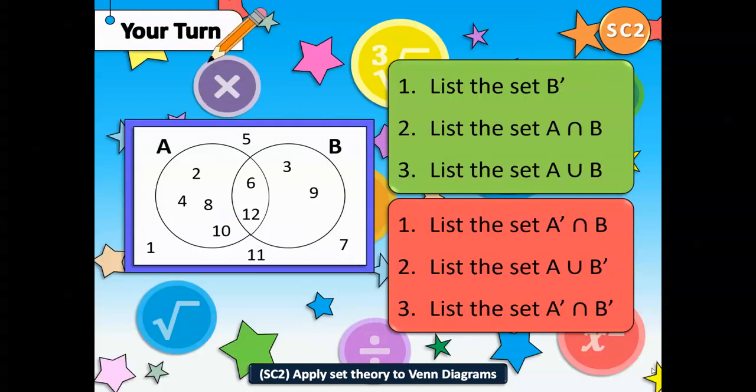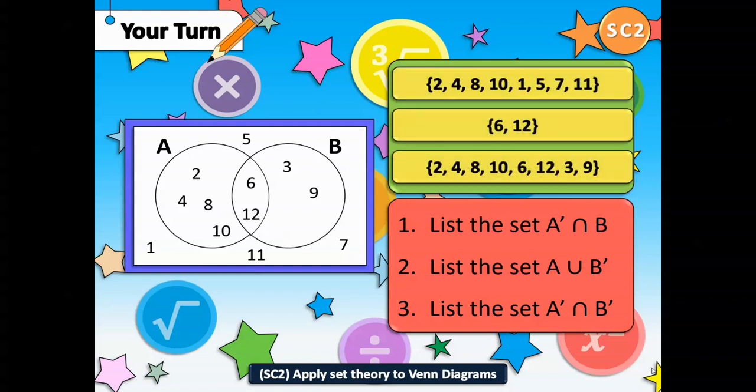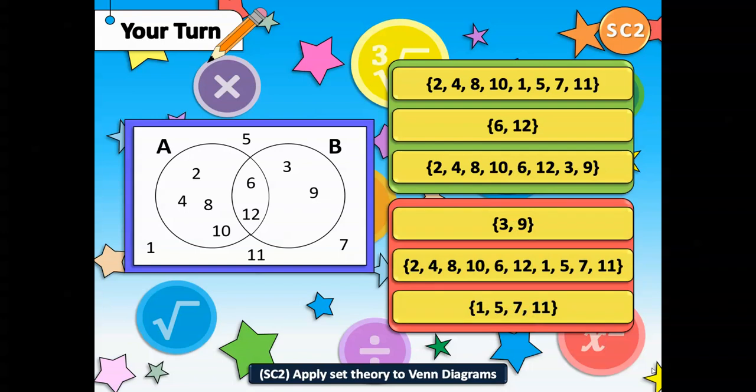Here are some questions for you to have a go at. Pause the video, and when you're ready to mark your work, press play. Here are your answers. So there's your green answers, and there's your red answers.